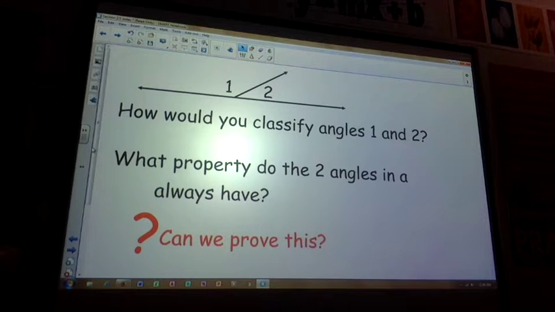What property did the two angles in A always have? 1 and 2 are supplementary. No, but the sentence. What property do the two angles in I... don't know.